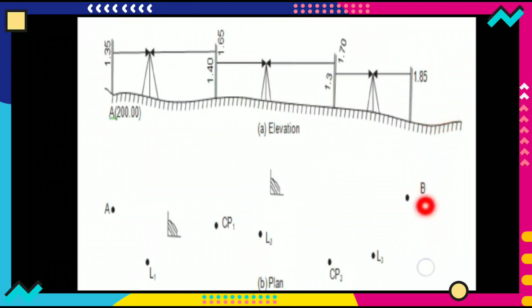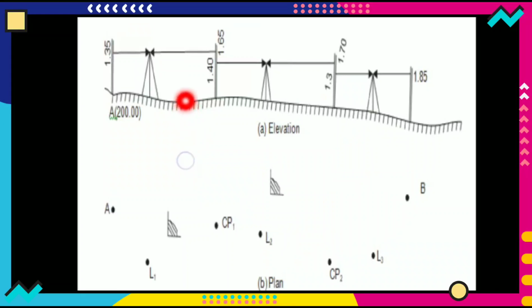This is point B. How can we book all these readings in tabular form? That is explained in a later slide. Before that, I want to explain some things, two things that are not mentioned in this diagram.